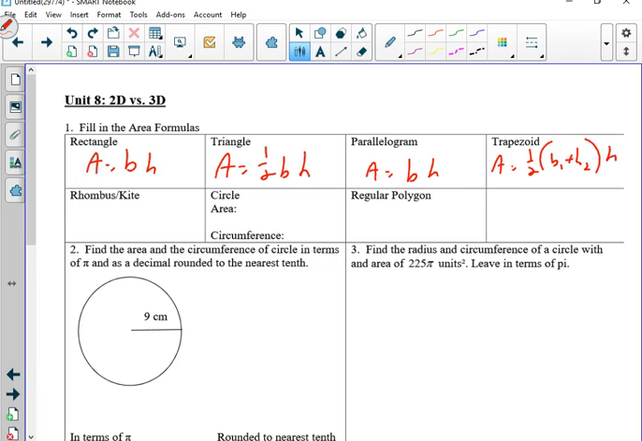A rhombus or a kite, 1/2 the first diagonal times the second diagonal. Circle area, pi r squared. Circumference, pi times diameter, or 2 pi r. These are the same thing, because 2 times r is d. A regular polygon, 1/2 the apothem times the perimeter.